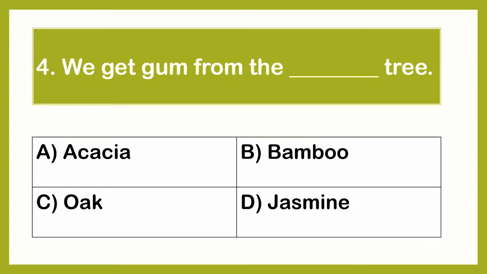We get gum from the dash tree. The options are: option A, acacia, option B, bamboo, option C, oak, option D, jasmine. The answer is acacia. Acacia is also called as kikar. Gum is made from the juice of acacia or kikar tree.